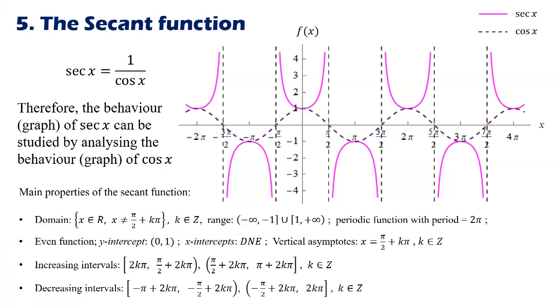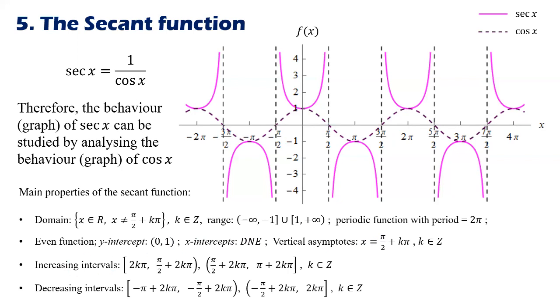All right, next, the period. This is also a periodic function with a period of 2 pi. Next, the parity. It is obviously an even function, right? Because it is the reciprocal of cosine, and cosine is an even function, so secant x is also an even function, with y-intercept at (0, 1), because when x is 0, 1 over cosine 0 is simply 1. And the x-intercept does not exist. Vertical asymptotes are x equals half pi plus k pi, right?